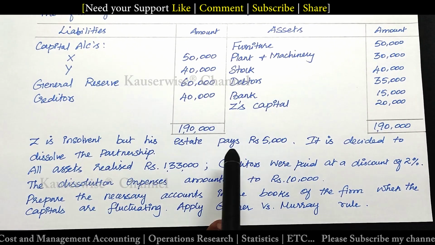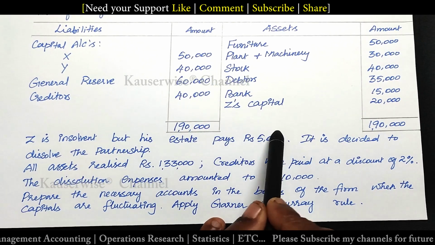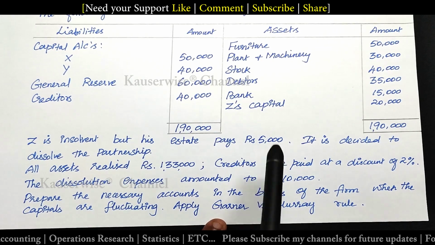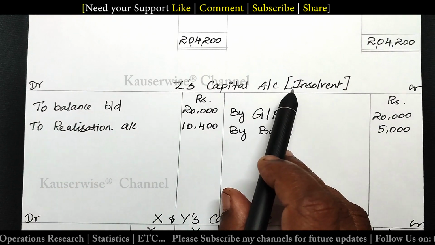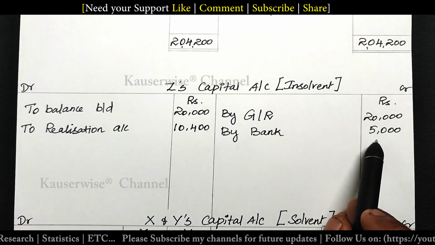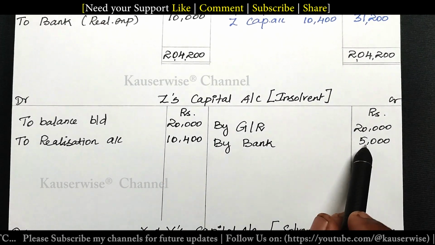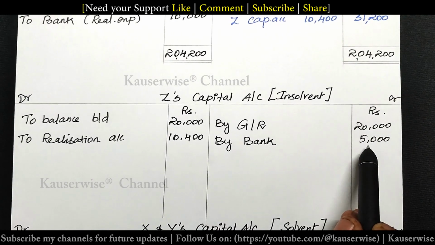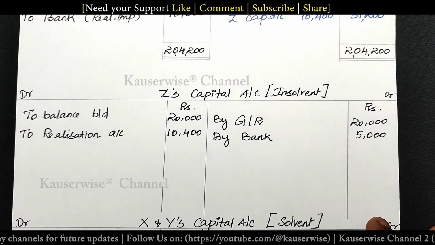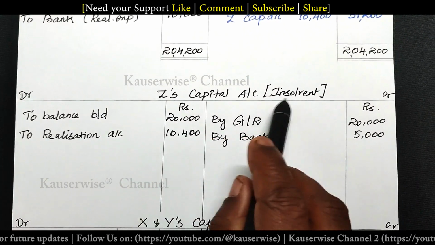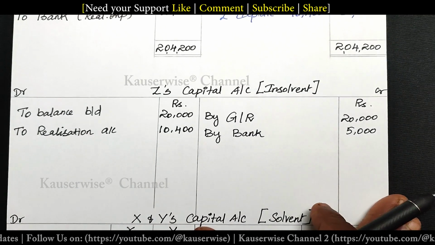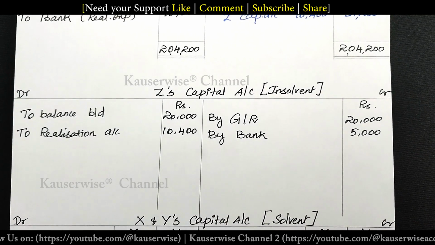Otherwise, if there is any amount contributed, that will be credited to his capital account. See, Z's capital account, he contributed 5,000 rupees. No, that will be transferred to the insolvent partner's capital account, credit side. By bank, how much? 5,000. Now we need to close the insolvent partner's capital account in order to find out his total deficiency.